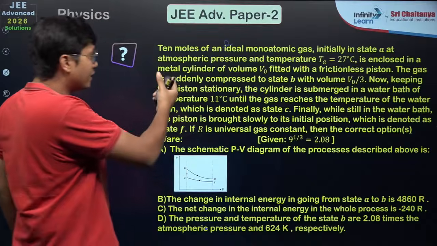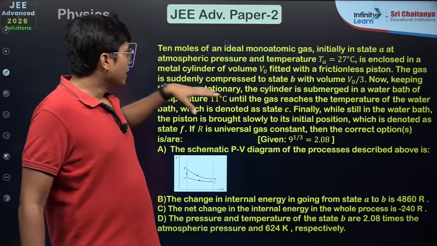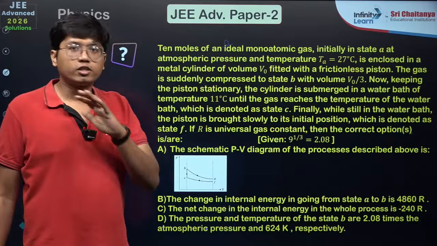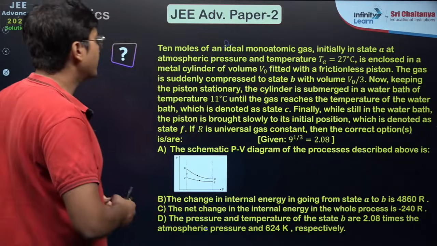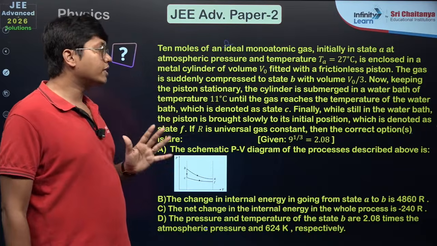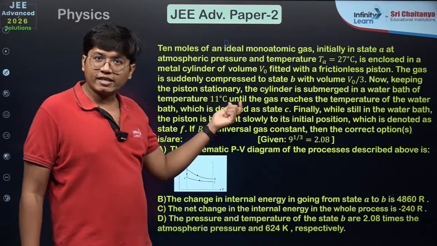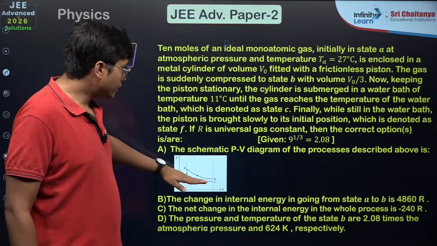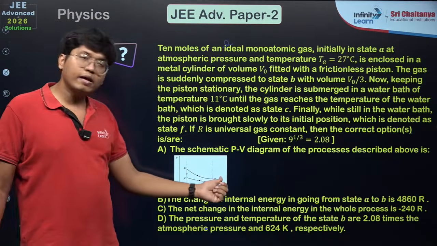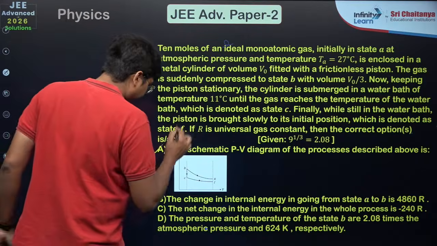Then keeping the piston stationary, the cylinder is submerged and the temperature basically cools. If the piston is stationary, the volume is kept constant. So you see from B to C, volume is constant, no problem. After that, it's still in the water bath. Now the piston is brought slowly to its initial position while maintaining that 11 degrees Celsius, which means it's an isothermal process. So you see again that curved line, it's not a straight line, but it has less slope than the AB line, the adiabatic line. So that is fine. So this diagram is correct.